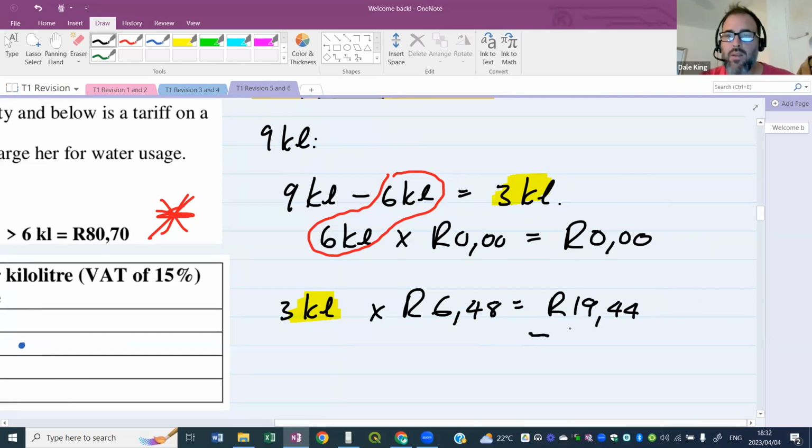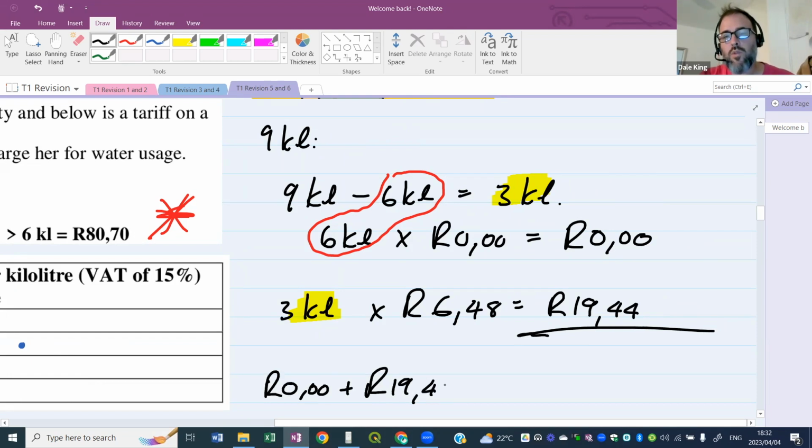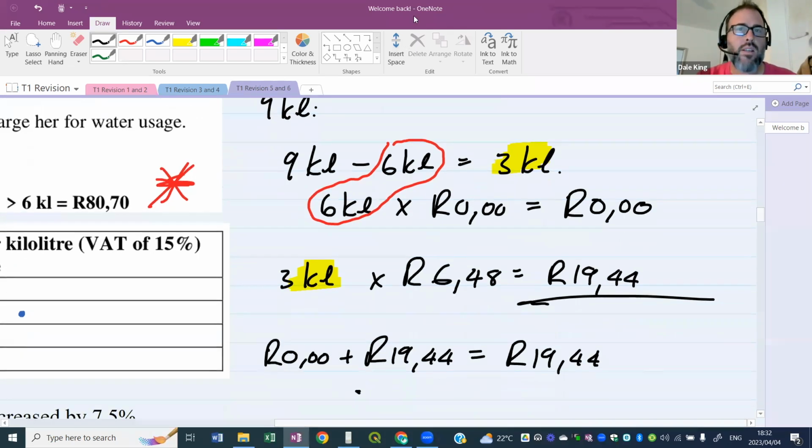Now we've got to add all these rand values up. I'm going to write it out in full, even though it's 0. 0 plus 19.44 equals 19.44. All right. Okay, am I done? Grade 10s and 11s, am I finished?